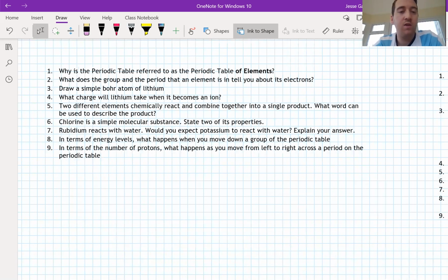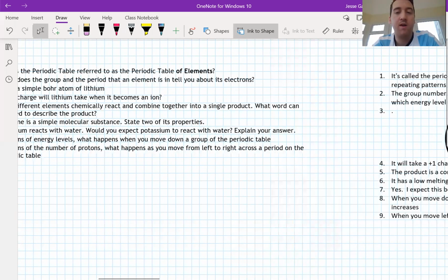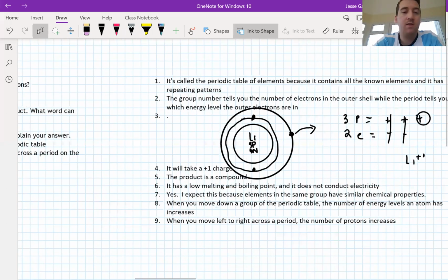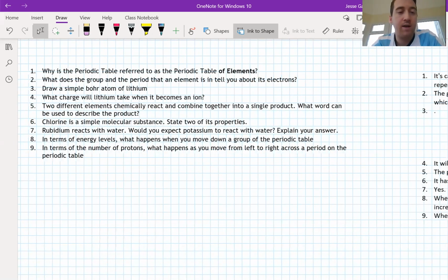Question 5, 2 different elements chemically react and combine together into a single product. What word can be used to describe the product? Product is a compound. So compound is 2 or more elements chemically combined. Well done if you got that right.